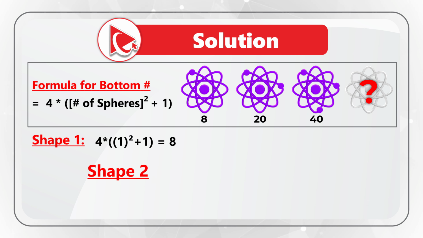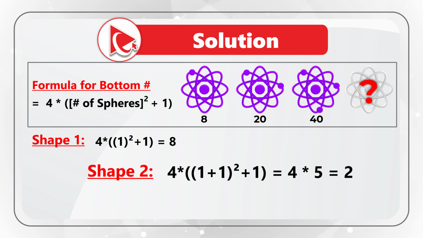For the second shape, 4 multiplied by (2 squared plus 1), which is 4 plus 1, equals 4 multiplied by 5, equals 20.